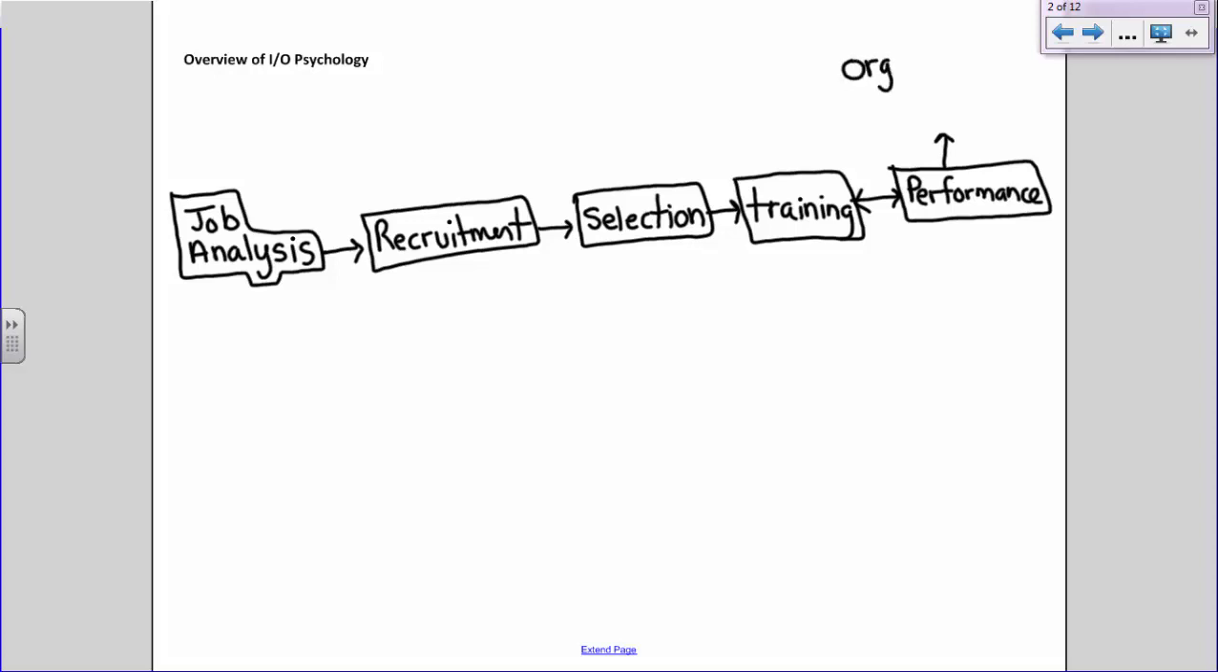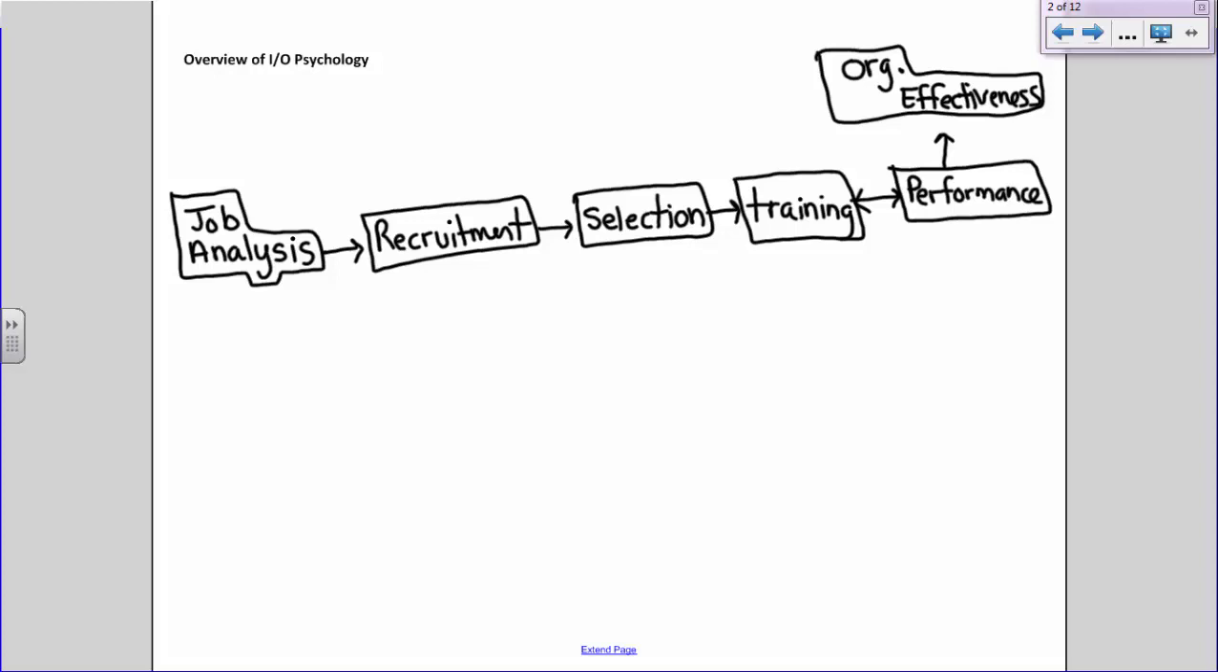We're going to abbreviate org effectiveness. Now, I'm never going to quiz you on this beautiful picture. I'm just trying to help you understand all the connectedness between the topics we're talking about this semester.